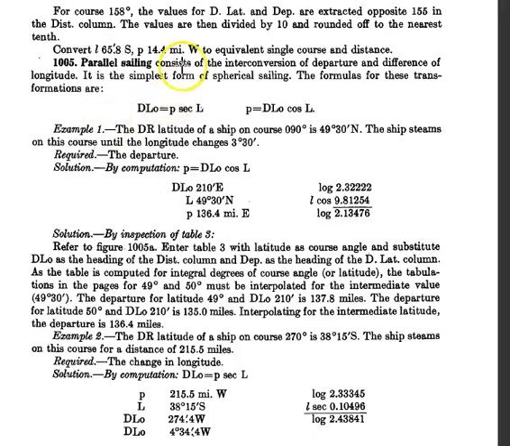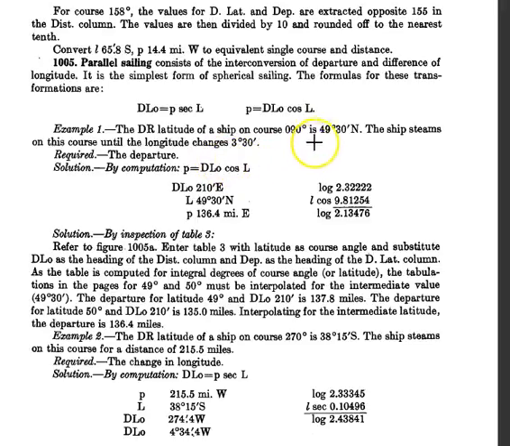So now, parallel sailing, there's only two kinds of problems you can do. And here's one example. You're going to use this formula, and you might have to rearrange it for your particular term, but this is the only formula you're going to have to know. For plain sailing, we use 3 formulas. For parallel sailing, we're going to use 1. So here you go. Here's an example. The DR latitude of ship on this course, on this latitude.